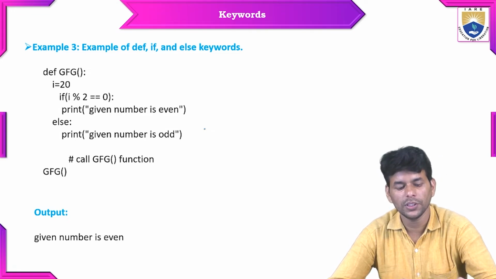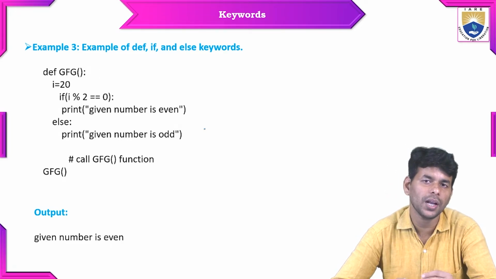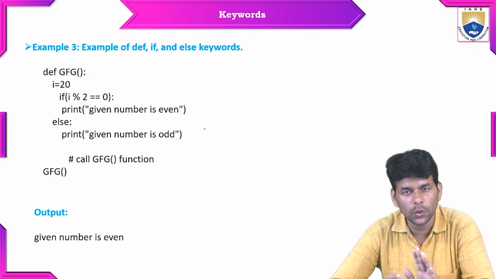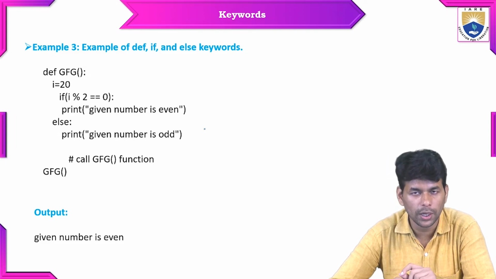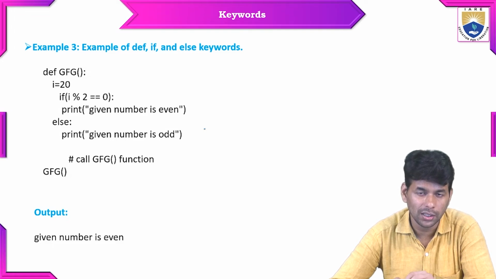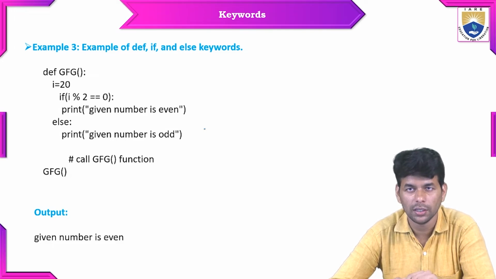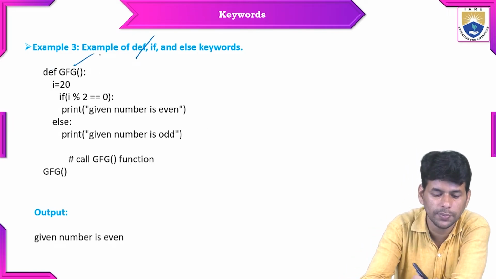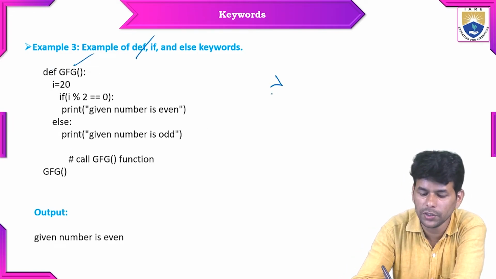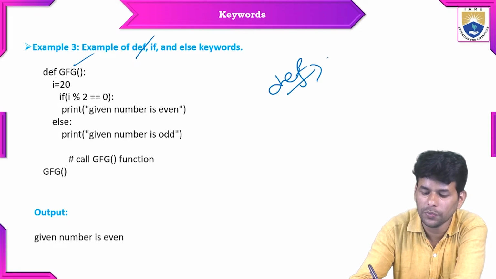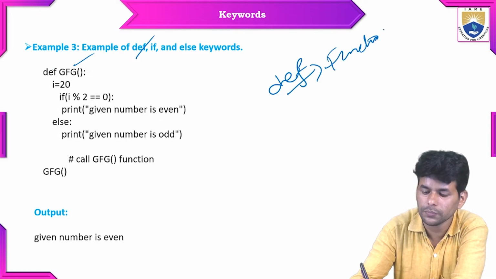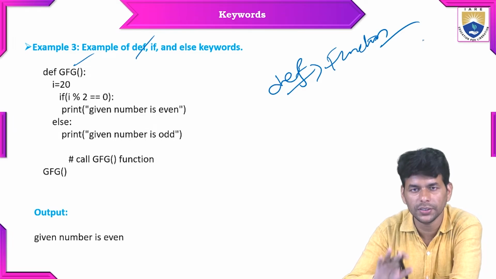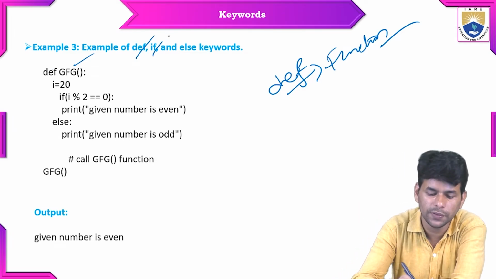This is clear. This particular program says whether the given number is an even number or an odd number. I am writing one program for printing whether the given number is even or not. So here I will write the condition. Let us see. The first keyword I have taken is the def keyword. def gfg, so the def keyword is used for a function. Very simple. The next one is the if condition.